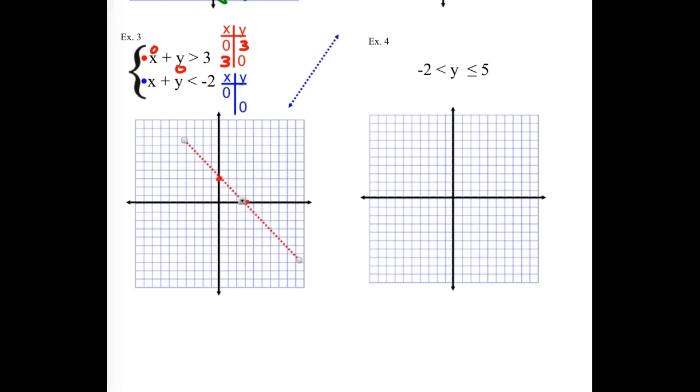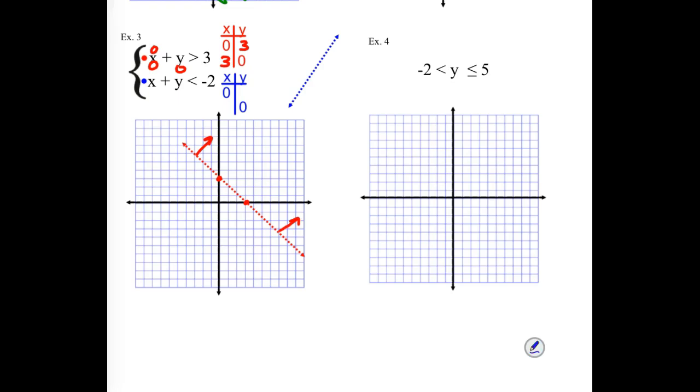And then we're going to test the origin again. If we put zeros in for both x and y at the same time, we have 0 being greater than 3, which is not true. So we do not want to shade the origin. We're going to be shading away from that origin.